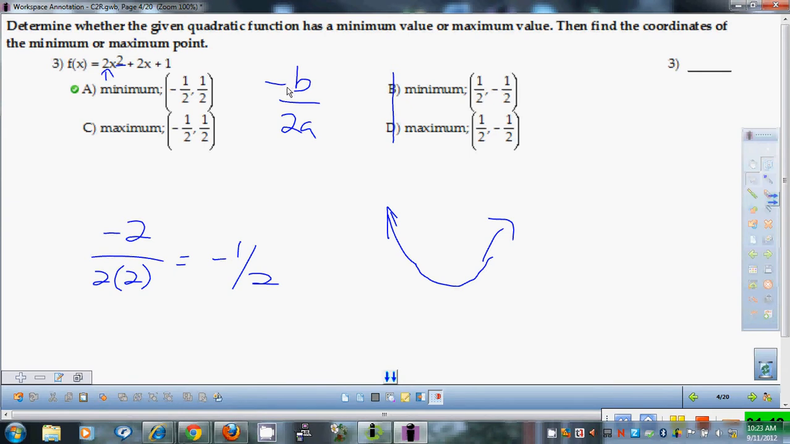Negative b over 2a was the vertex, right? The end behavior is even positive, up, up. So you know it has to have a minimum if it's up, up. If you were to sketch it in your mind. Yes, all handwritten notes may be used in the test. Questions on this one?